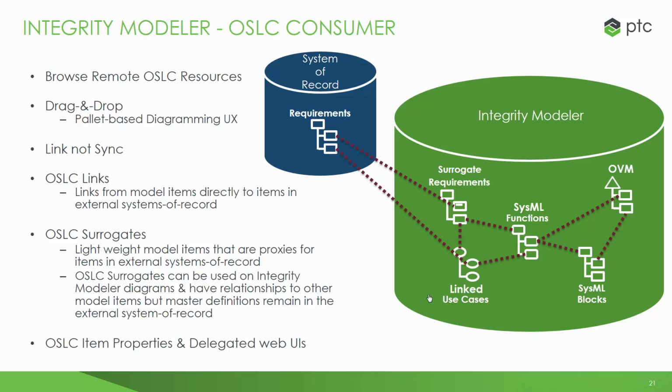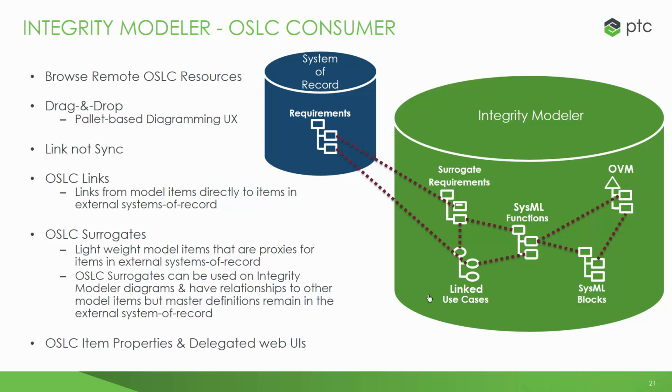By dragging and dropping, you can either create links to model items, so that's just direct links, or surrogates, so things you can actually use on diagrams inside Integrity Modeler. And once you've got those links or surrogates, you can then see the item properties in the normal Integrity Modeler property pages, plus the delegated web user interface that's provided by the remote system of record. Then on top of that, all the normal traceability, impact analysis, and relationship navigation is available in Integrity Modeler.